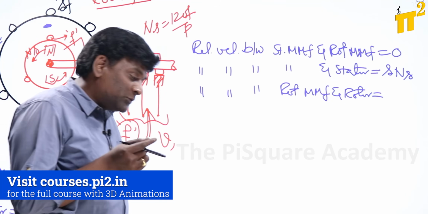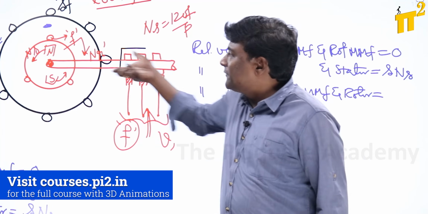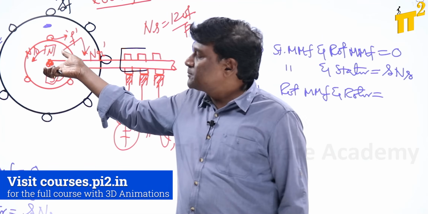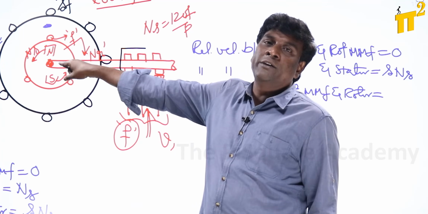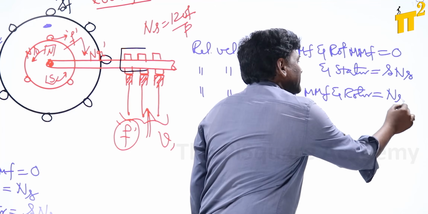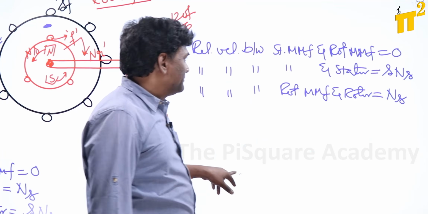Rotor means, what are the operating frequencies of the rotor? The operating frequency of the rotor is going to be F here. Meaning that with respect to the rotor, my rotor MMF has to rotate with synchronous speed, which is going to be NS. Now let us play with it.